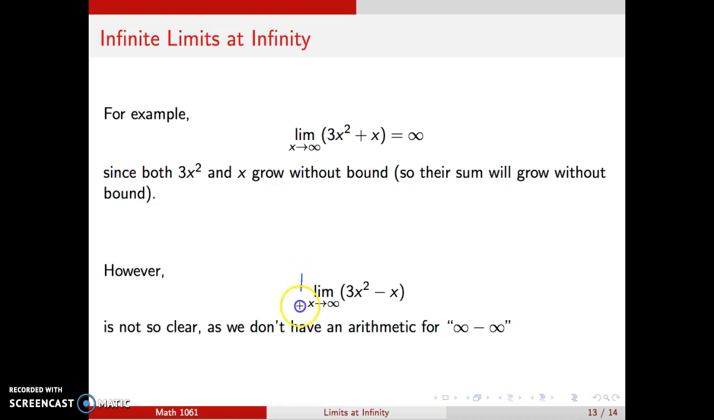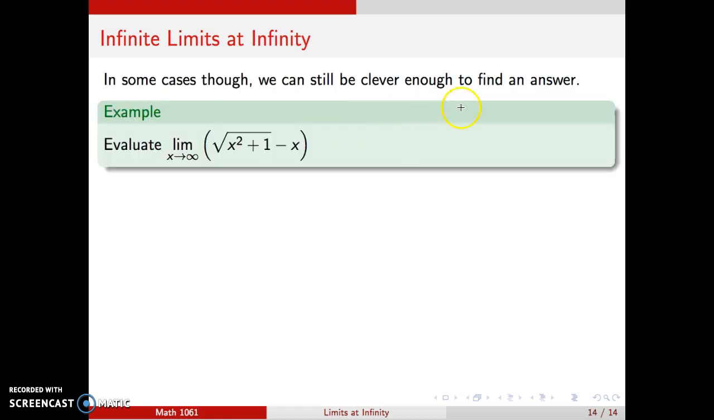But something like this is a little bit more problematic because this gets larger and larger, and this gets more and more negative. So how do they balance out? We'll talk about it down the road, but for now we don't really have the tools for it. We don't have an arithmetic for it, and it doesn't make sense to talk about infinity minus infinity. Is it 0? Is it infinity? Is it 1? Is it minus infinity? It's not well defined. So the whole point is just that you really need to be careful with something like that. With that said, we sometimes can be clever for some of these.